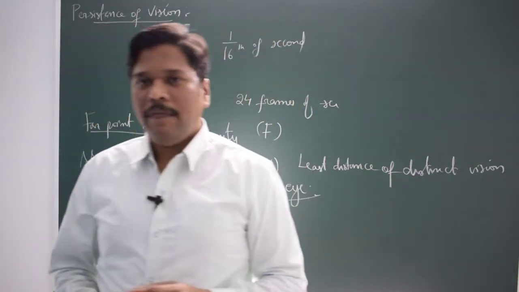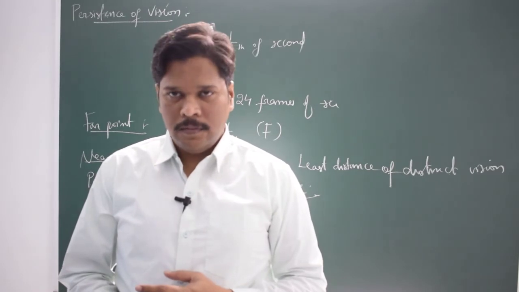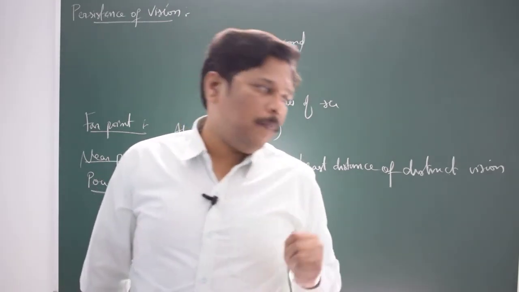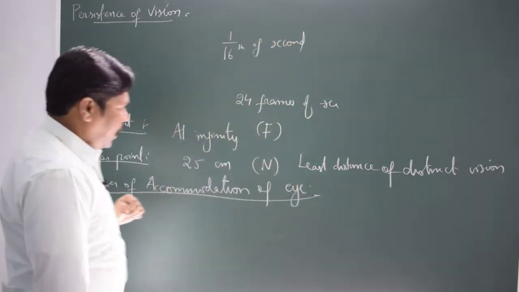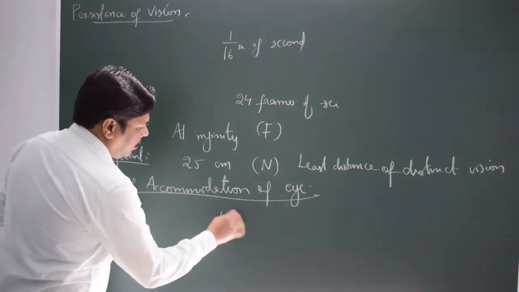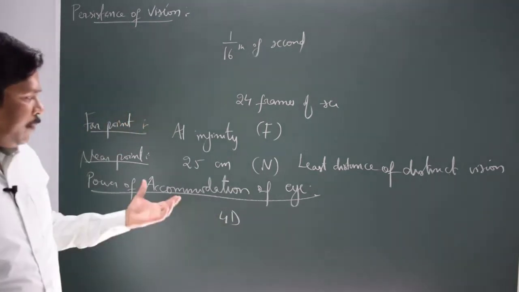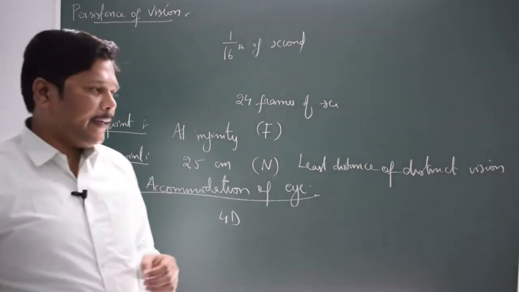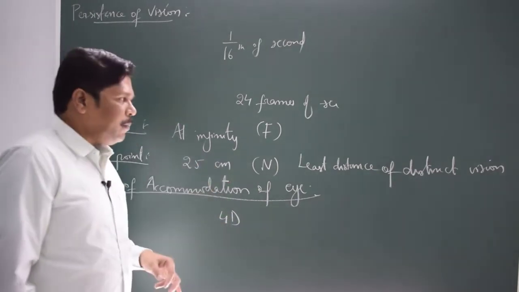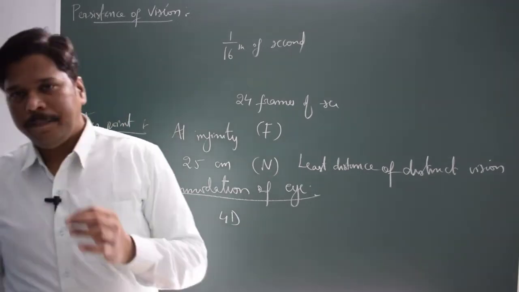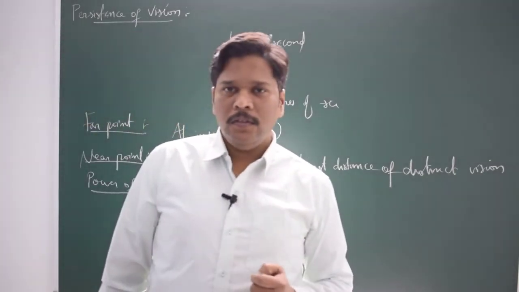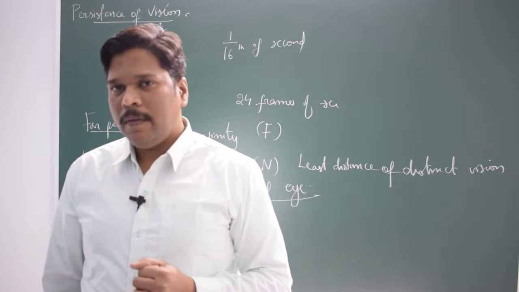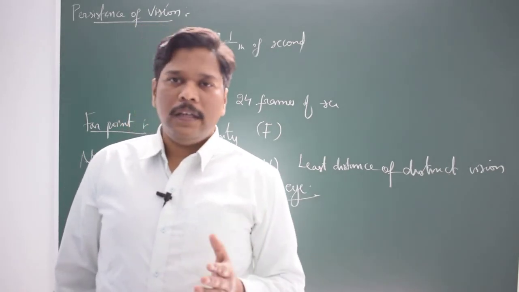We say that the power of accommodation of the human eye is 4 diopters. So how is it calculated? We know the lens formula, and we can always use the lens formula to find this in a simple way.